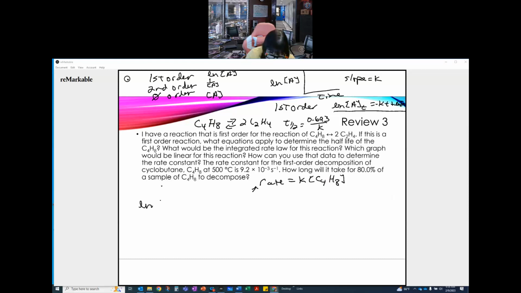So my concentration at a given time is 80%. So 80% of it is gone. That means I have 20 left, is equal to negative k times t. And my k, they gave it to me, negative 9.2 times 10 to the minus third seconds to the minus 1 times t, which is what I'm solving for, plus the natural log of 100. And most people don't know how to go from here to solving this equation for t.